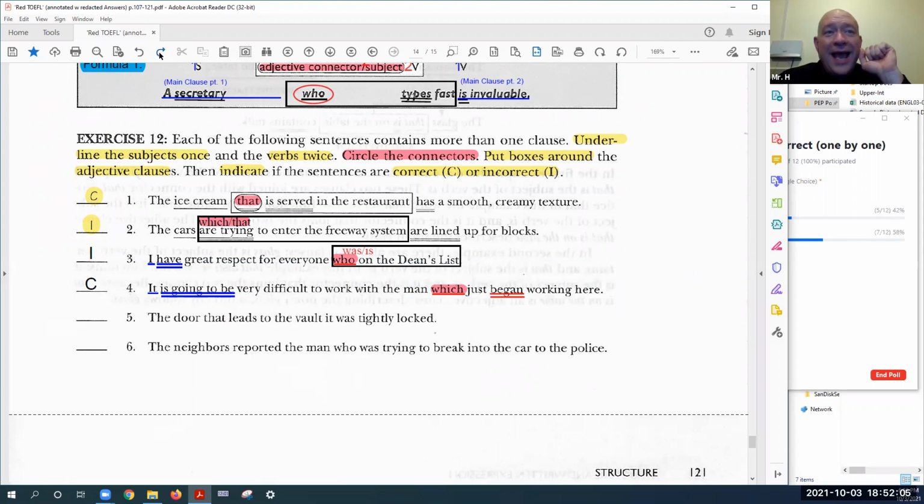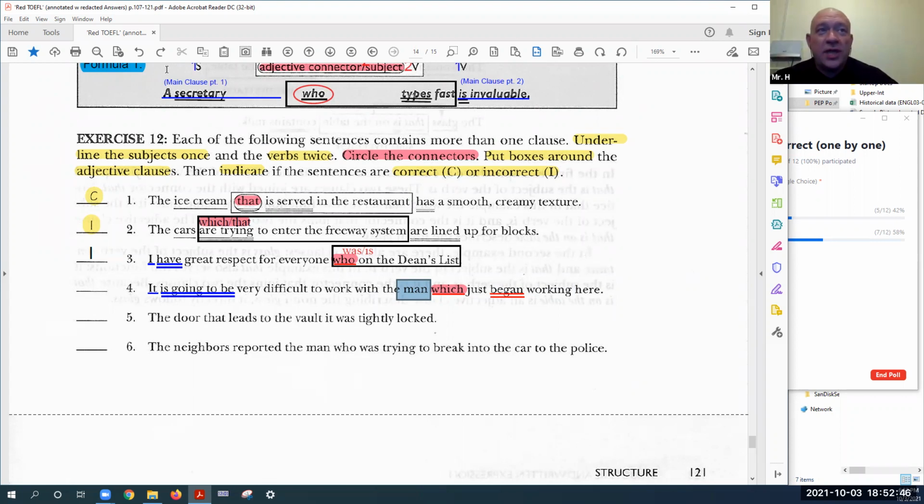So actually the problem, you see, is which just began working here. Which is only for things, but the man is a person. Very good. The teacher is not so good tonight. Okay, the teacher is the student. All right, good. It should be the man who, right? Or you could say that. All right, let's move on.